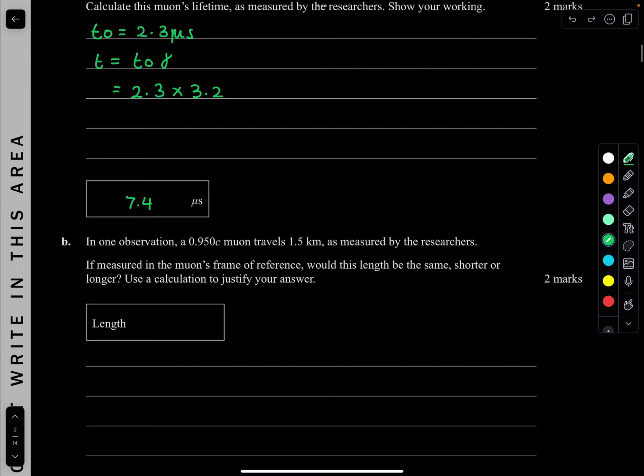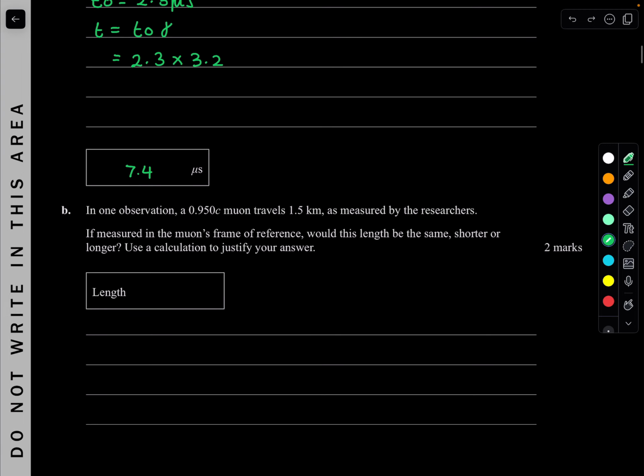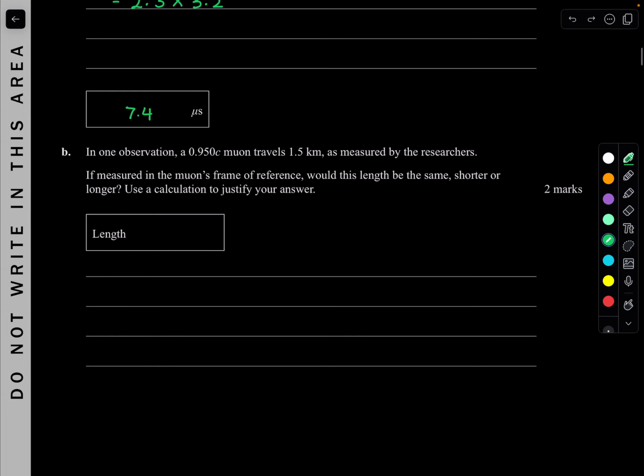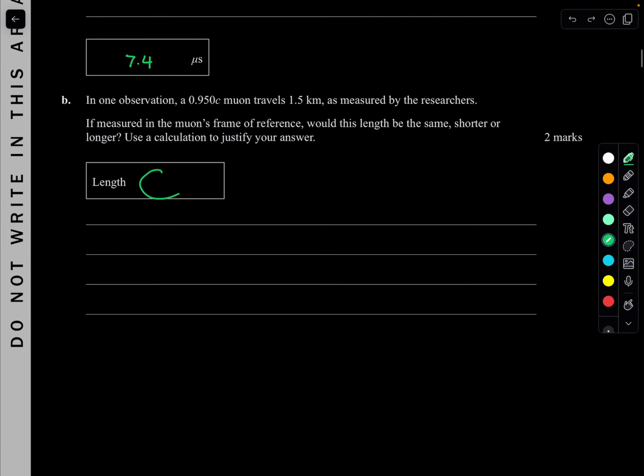So in the muon's frame of reference, the length is going to be contracted. So it's going to be shorter. I think when it says length, I'm just going to write... I mean, this is confusing. Wait, if measured in the muon's frame of reference, would this length be the same, shorter, or longer? Use calculation to justify your answer. Okay, so of course, it's going to be shorter, and I think we just have to calculate what it's going to be. So, shorter.